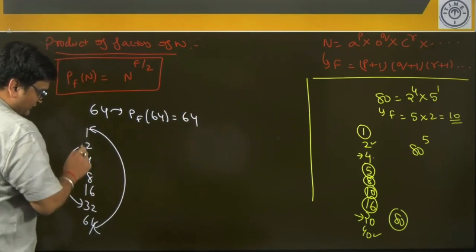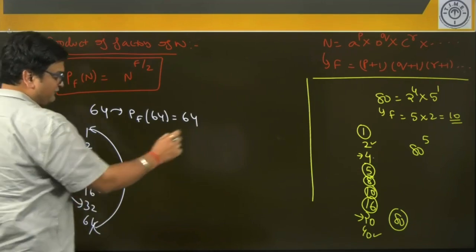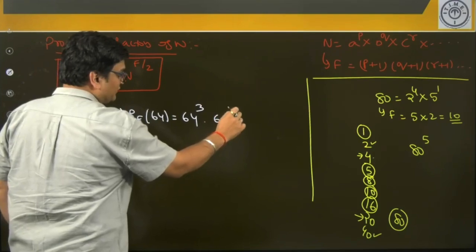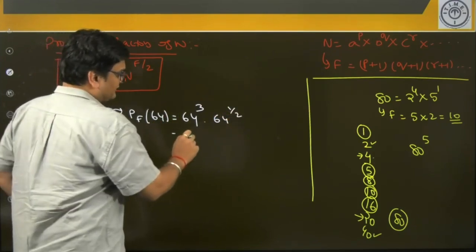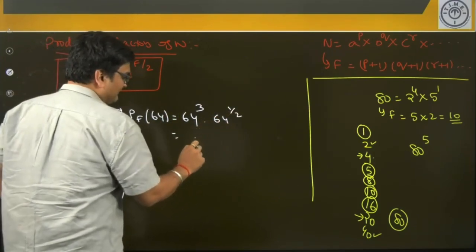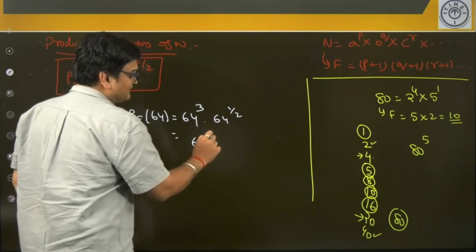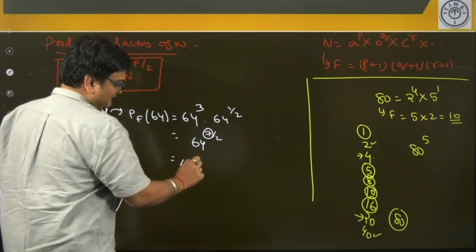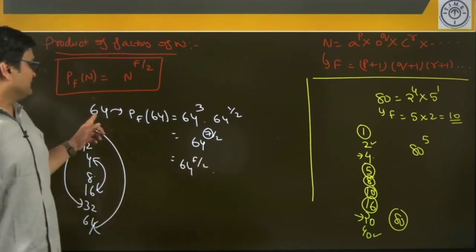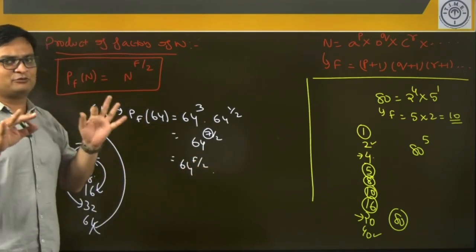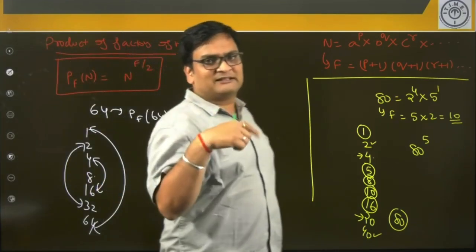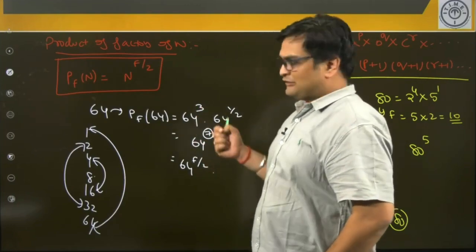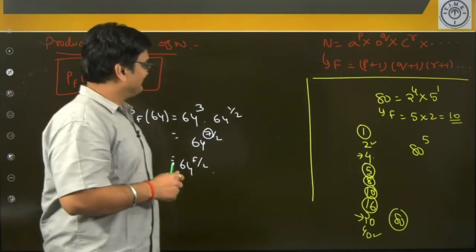2 into 32, 1 more 64. 4 into 16, 1 more 64. So 64 cube into 8. And 8 is what? 64 power 1 by 2. So what is 64 cube into 64 power 1 by 2? 64 to the power 3 plus 1 by 2, which is 7 by 2. And what is 7? The number of factors. So even if the number is a perfect square, the formula will work absolutely fine. This is one more formula that we should know in the case of factors, which is the product of factors of the given number n.